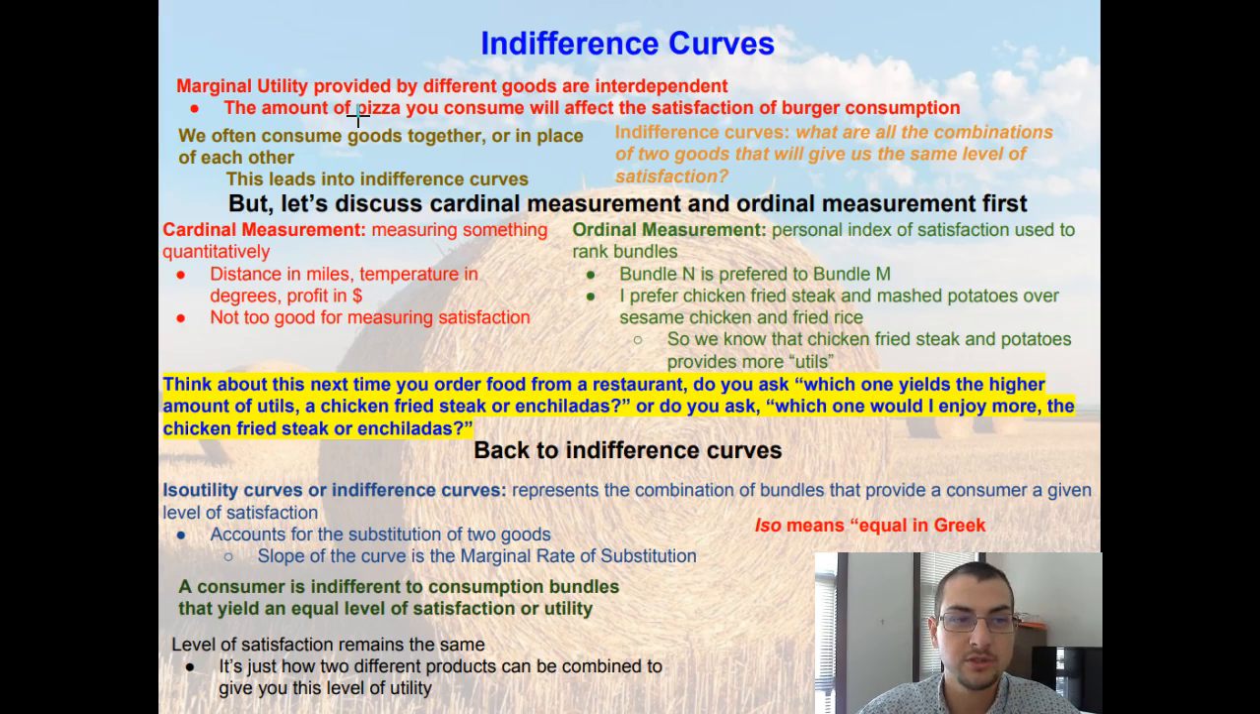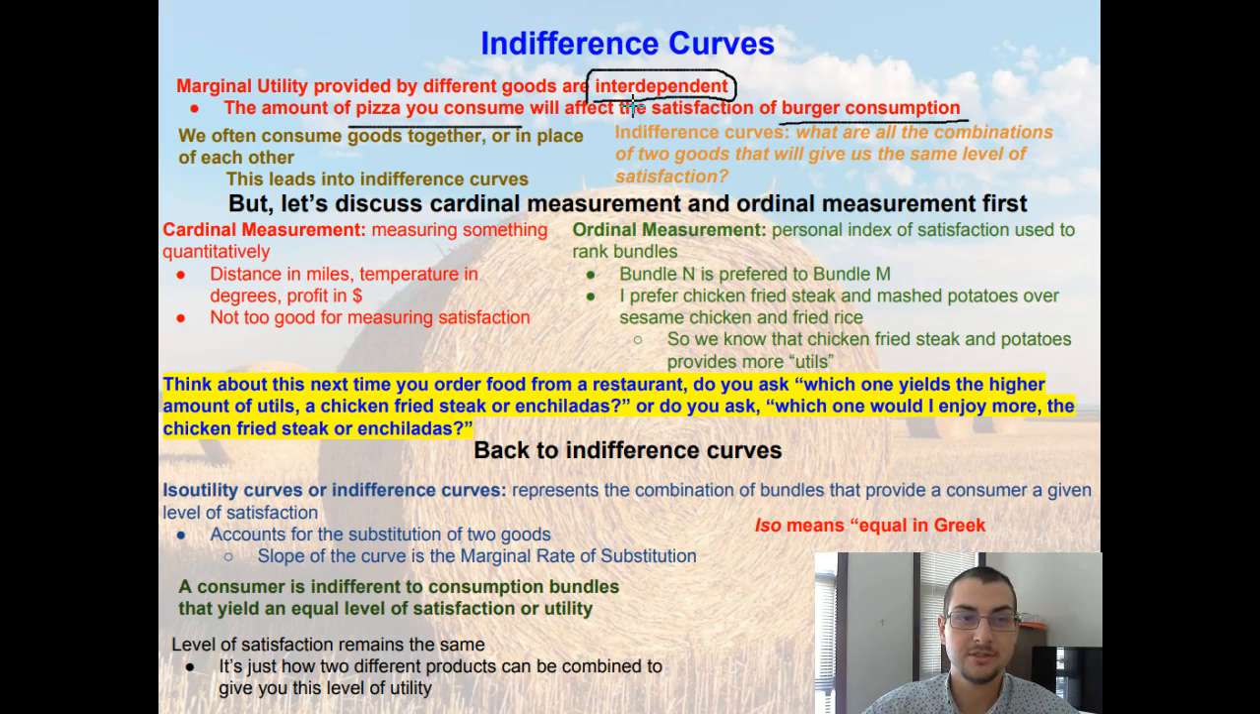But can we just look at one good? Well, actually, marginal utility provided by different goods are interdependent. They're intertwined. They work together. So the amount of pizza that you will consume will affect the satisfaction of that burger consumption. Like I was saying in the last video, what if you ate ribeyes for 2 weeks straight or 3 weeks straight? That very first one, man, it was so good, but by the third week, you're saying, I just want a chicken fried steak. And you eat that chicken fried steak, and oh, it tastes so good because it's different, because you haven't had very much of it.